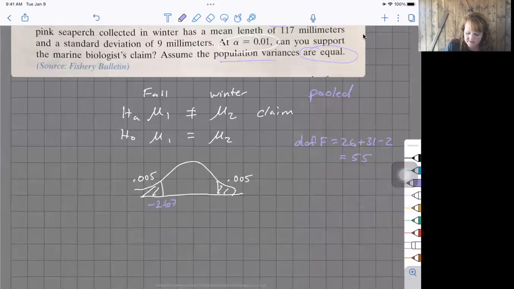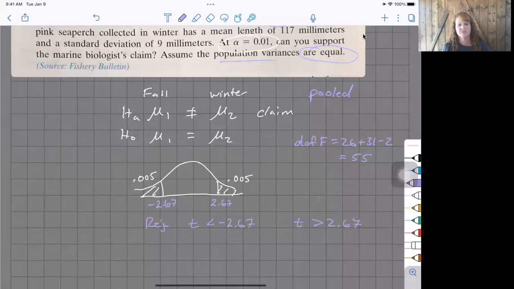Because this is symmetric, the other is 2.67. So my rejection regions are anything less than the left one, greater than the right one. My rejection region is going to be any t-value that's less than negative 2.67 or any t-value that's greater than positive 2.67. That's my rejection region. And now we're going to do the test.